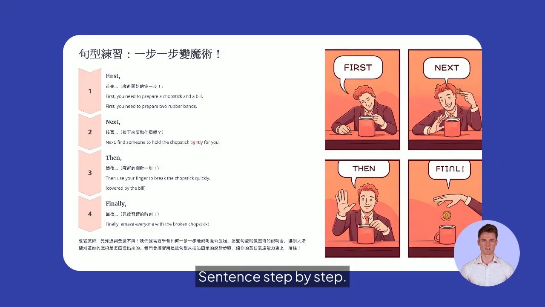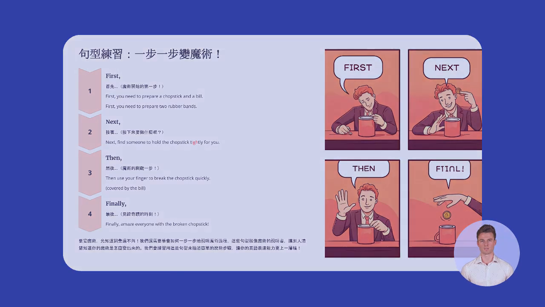Sentence practice, step-by-step magic. To perform magic, you need to explain the process clearly. These sentence structures act like a magic manual, helping others understand your tricks. We'll practice using these to describe simple magic steps, enhancing your English skills.